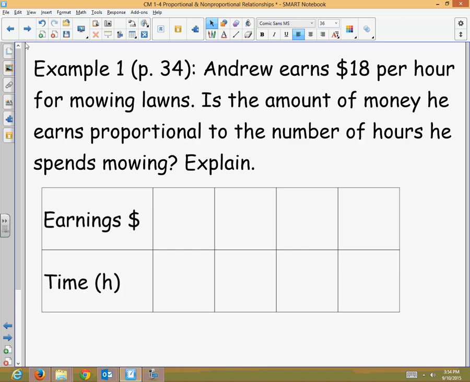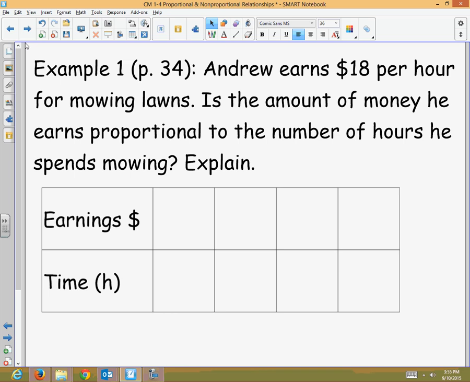Okay, now that you've done the pizza party activity, turn to page 34 for example 1. It says Andrew earns $18 per hour for mowing lawns. Is the amount of money he earns proportional to the number of hours he spends mowing? Explain. So when we have to look for a proportional relationship, it helps us stay organized if we create a table like the one shown here.